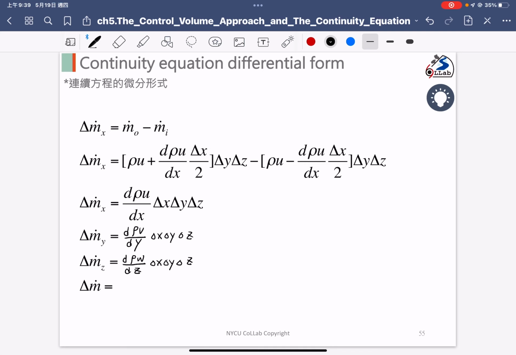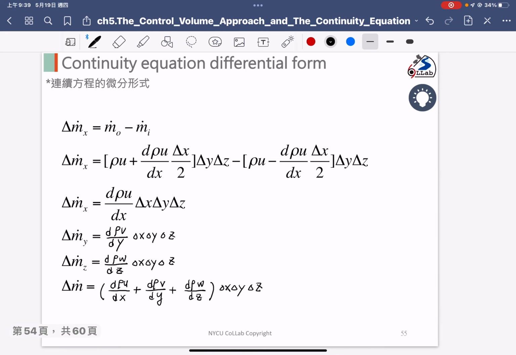Okay, so we can sum all of the mass flow rate changes contributed by the different directions. So we can summarize all of them: ∂(ρu)/∂x plus ∂(ρv)/∂y plus ∂(ρw)/∂z, multiplied by delta x, delta y, and delta z.